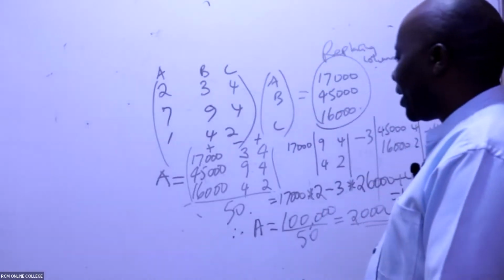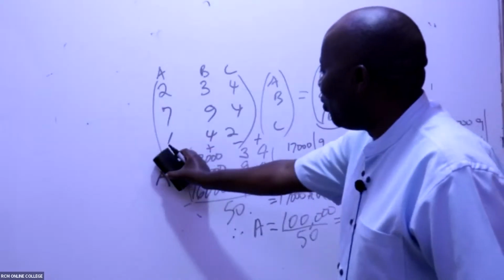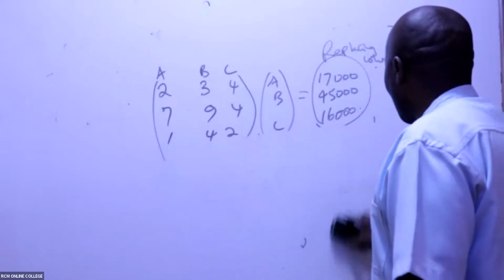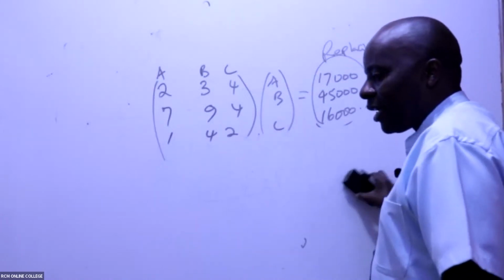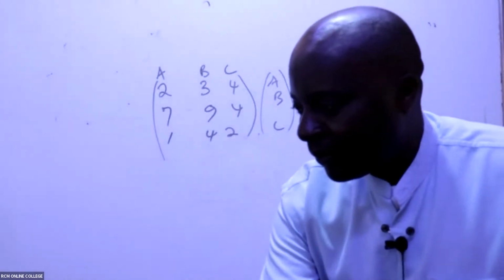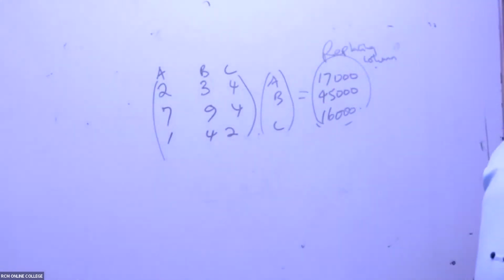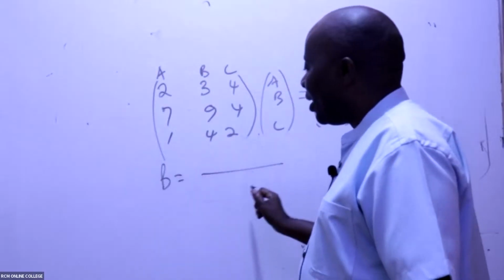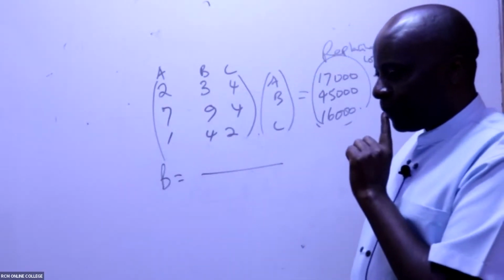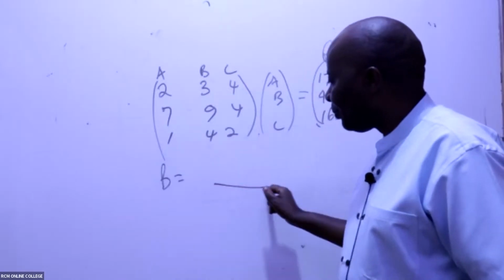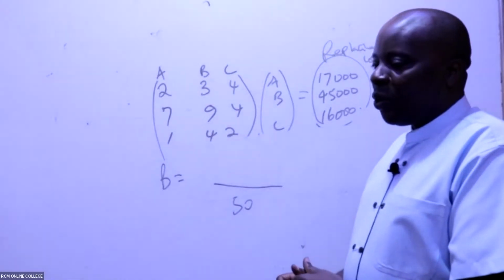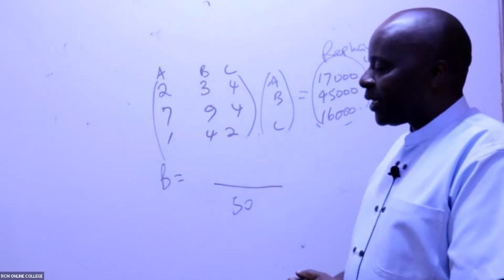Is there somebody who thinks they can give us the value of B? Anybody who thinks using Cramer's rule they can give us the value of B? Yes, I can get it very well. So, I know it will be something at the top divided by the determinant of the base, which is what here? Which is 50.